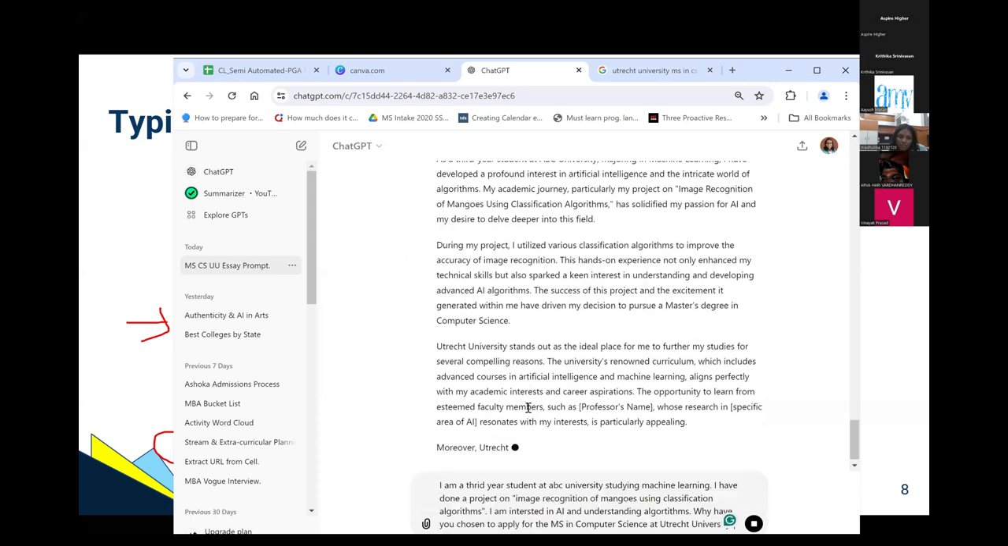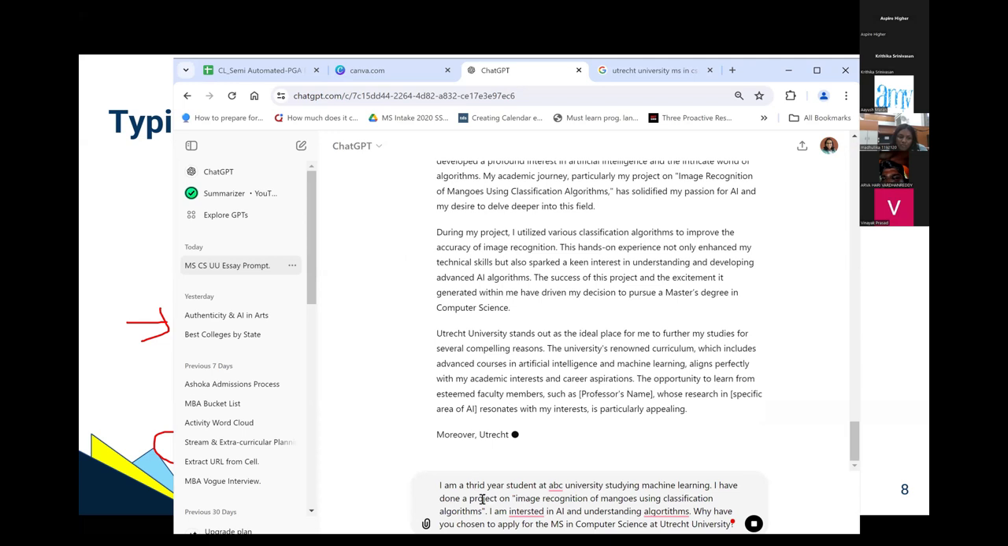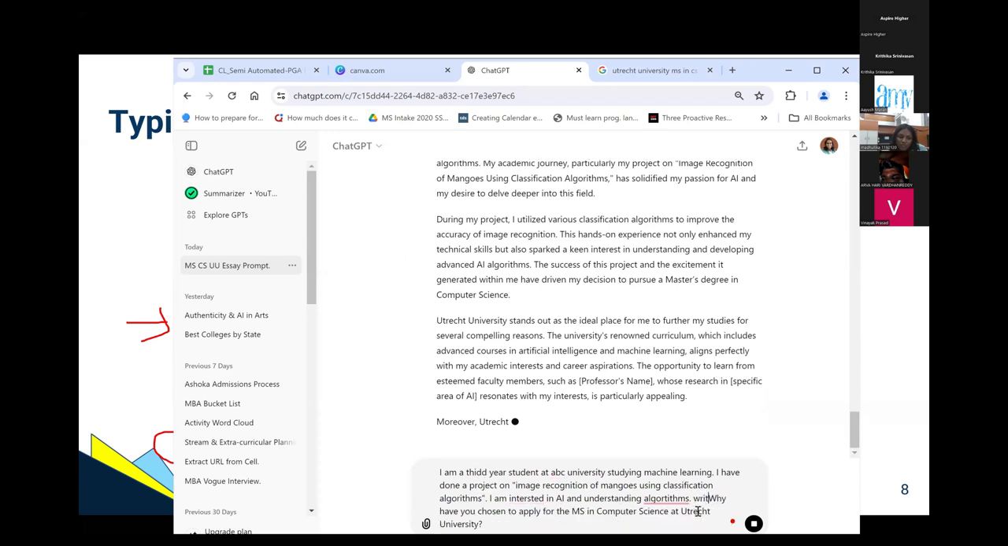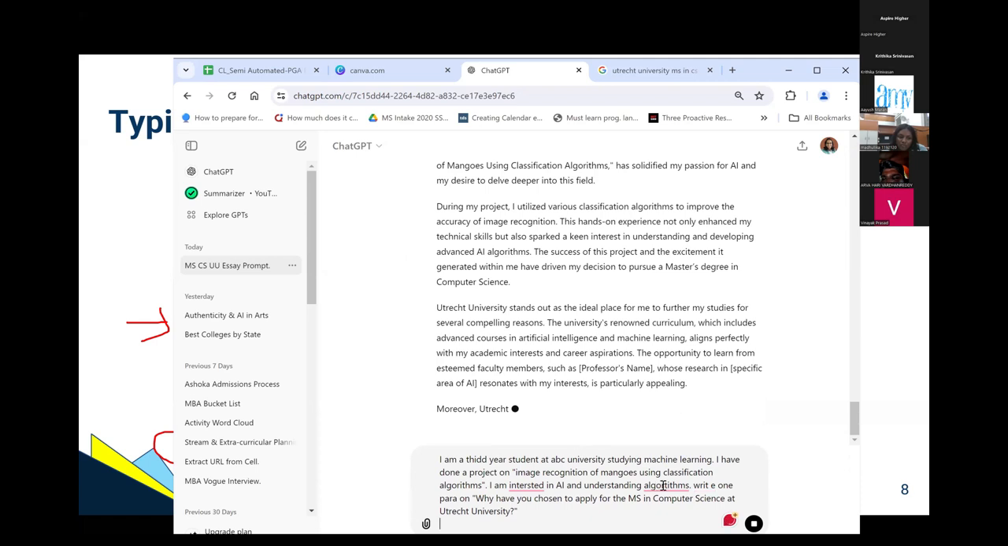So I'm going to change this prompt. If you remember, I had changed this prompt, right? And just write, I will say, write 1 paragraph on this. And let's just see what it gives. Wait a second.